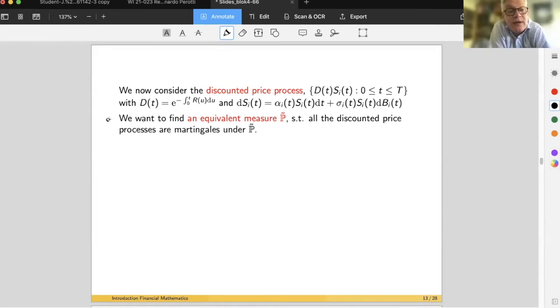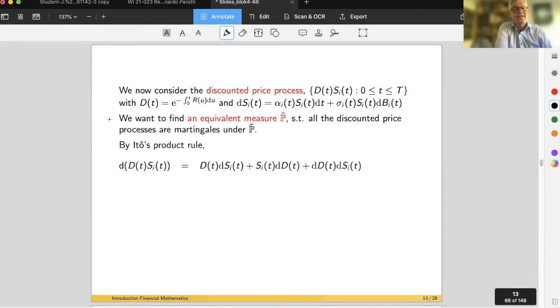under P tilde. The reason for this is that we again want to have a fair price process. So the expected value for the process in the future, the best guess we get for that is the value now. That is a fair price process, and that is what we would like to achieve. And again, we will do in multiple dimensions the steps that we did in one dimension.